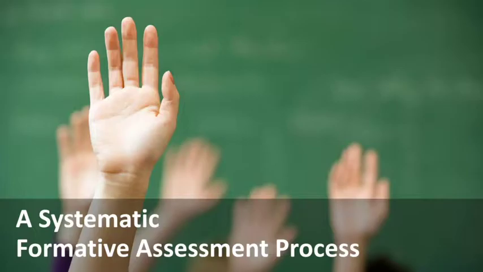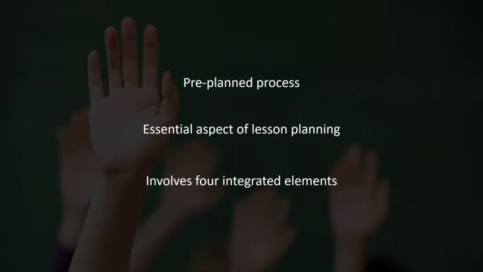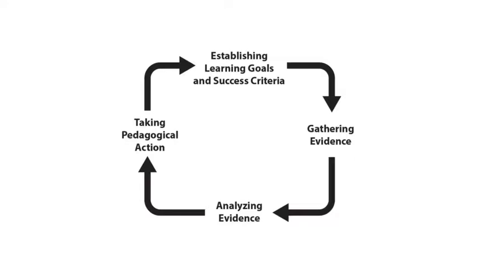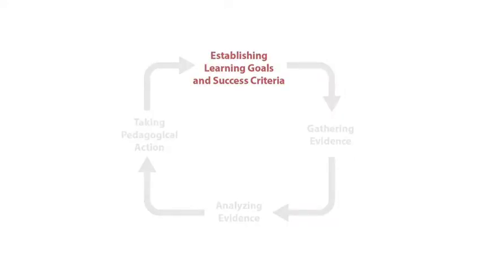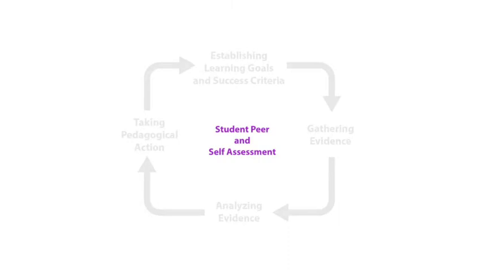Yet, effective formative assessment doesn't just happen. Instead, it needs to be a pre-planned process, an essential aspect of lesson planning. The formative assessment process involves a set of 4 interrelated elements that teachers integrate into their daily lessons. These 4 interrelated elements are establishing learning goals and success criteria, gathering evidence of student progress towards the goals and success criteria, analyzing that evidence, and taking immediate pedagogical action based on evidence. Students, too, are involved through peer and self-assessment.